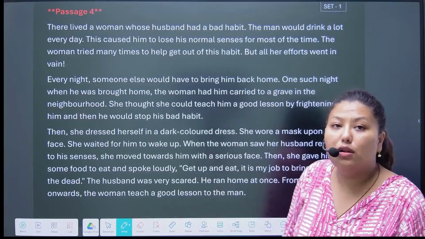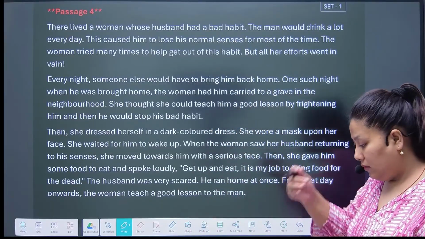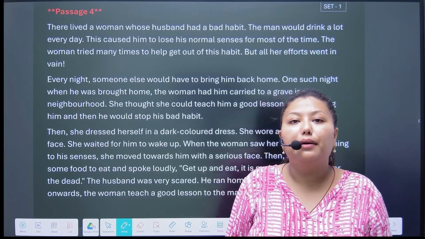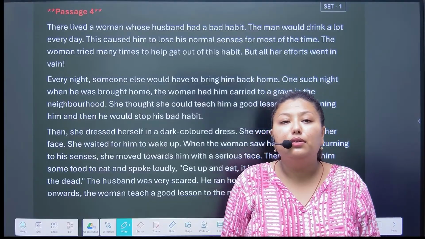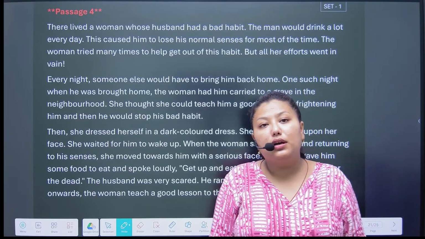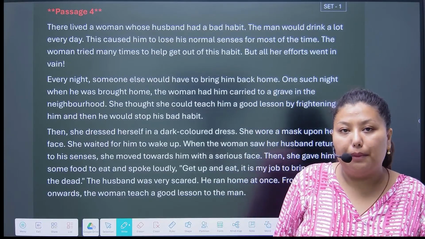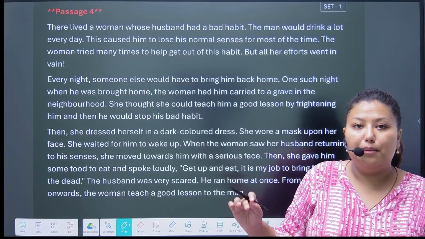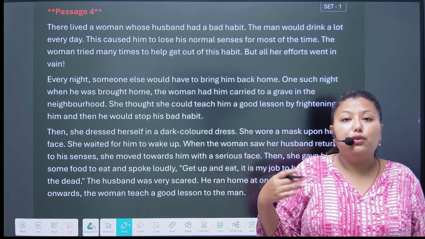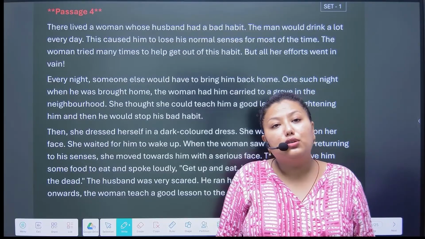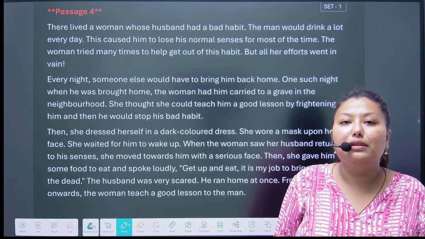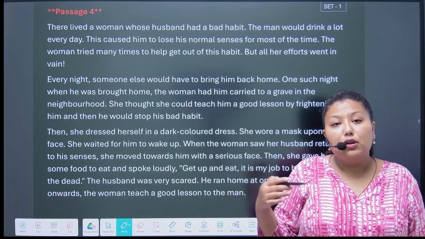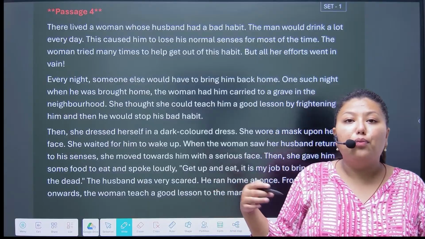So, now we will solve passage 4. The passage 4 is: There lived a woman whose husband had a bad habit. The man would drink a lot every day. So the man was alcoholic and he would drink a lot every day. This caused him to lose his normal senses for most of the time.